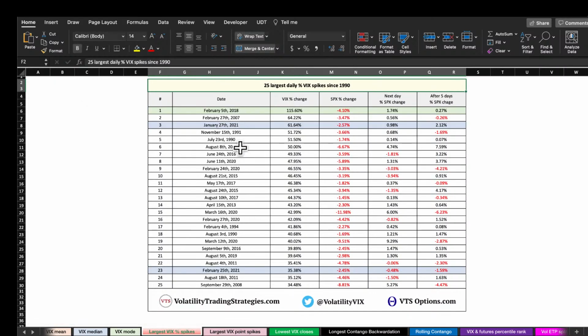What is the first date during the COVID crash in 2020 that we see? Well, there's June. That's not the original COVID crash. That's later in the year. The very first problematic date is that one, February 24th, a 46.55% VIX percent spike. This is the date that I'm concerned about.